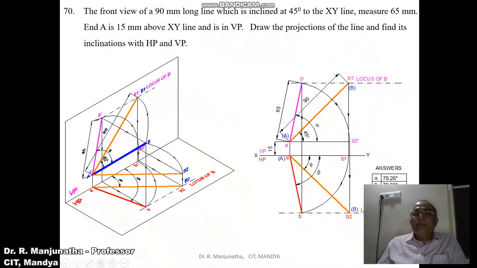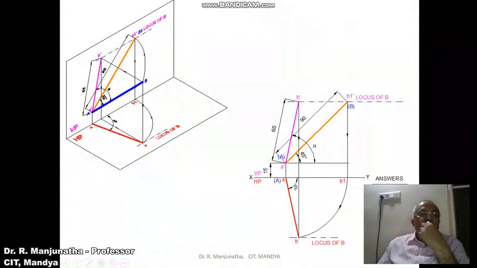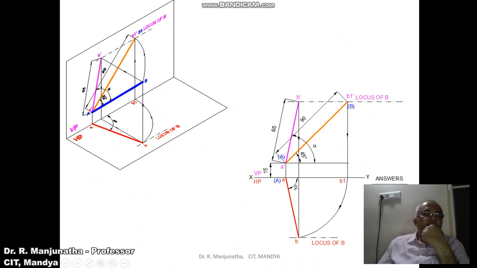So this is how you can analyze this problem in 3 dimensions. So now we will take it up step by step. So we know NDA is 15 mm above XY line and it is on VP.